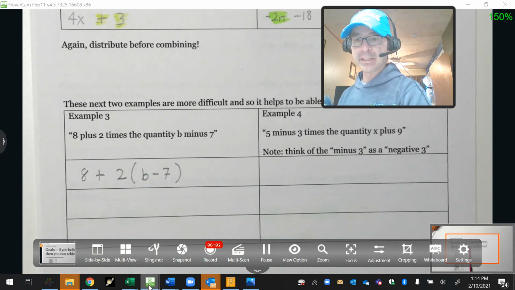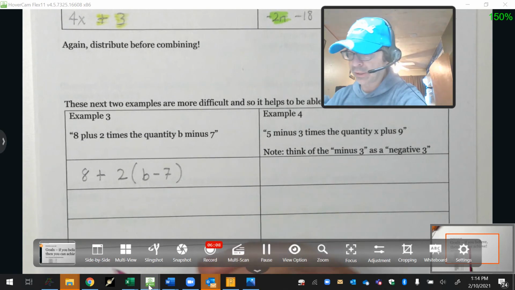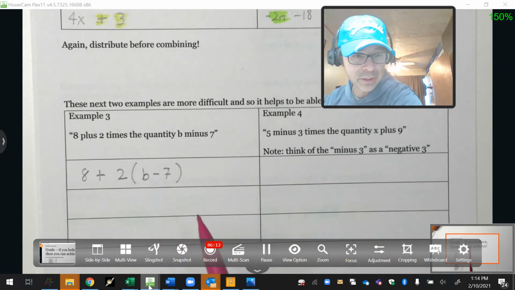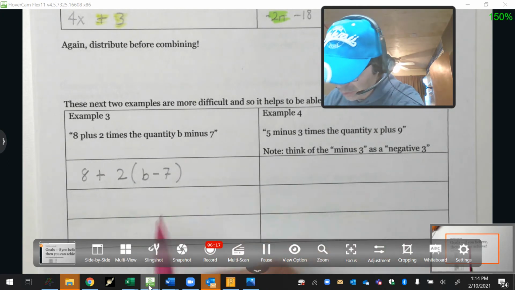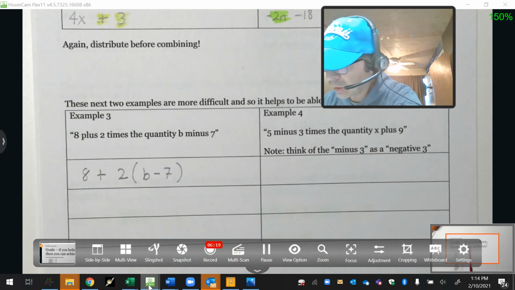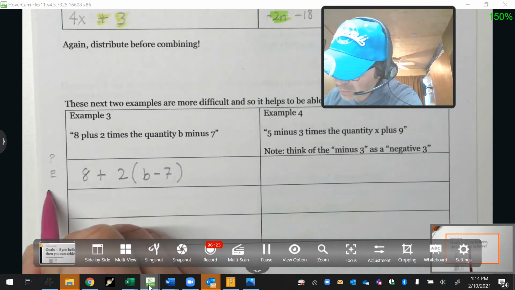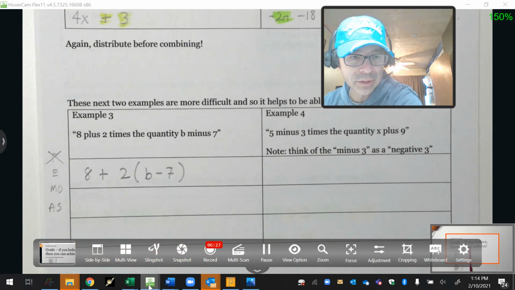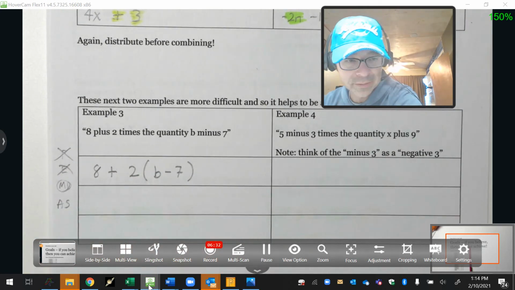Okay, these are harder. Remember, order of operations says do what's inside the parentheses if you can, and we can't subtract b and 7 because they're not like terms. There are no exponents anywhere in the problem. So now we move on to the multiplying.